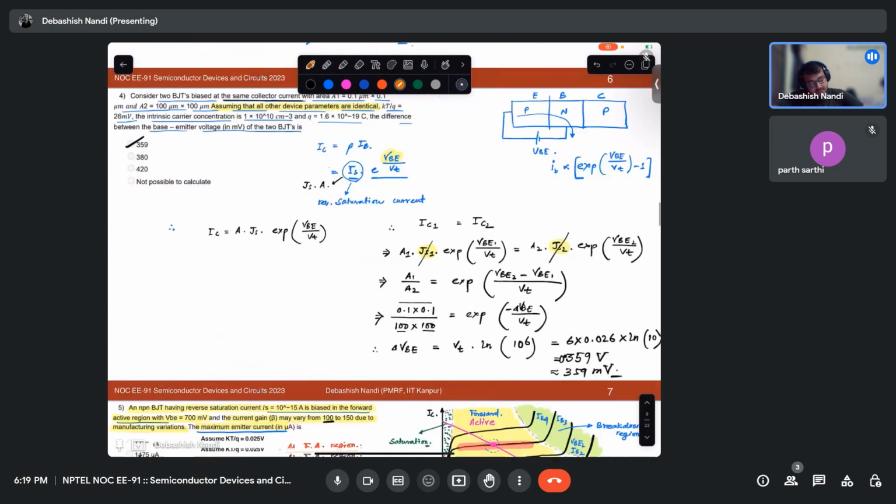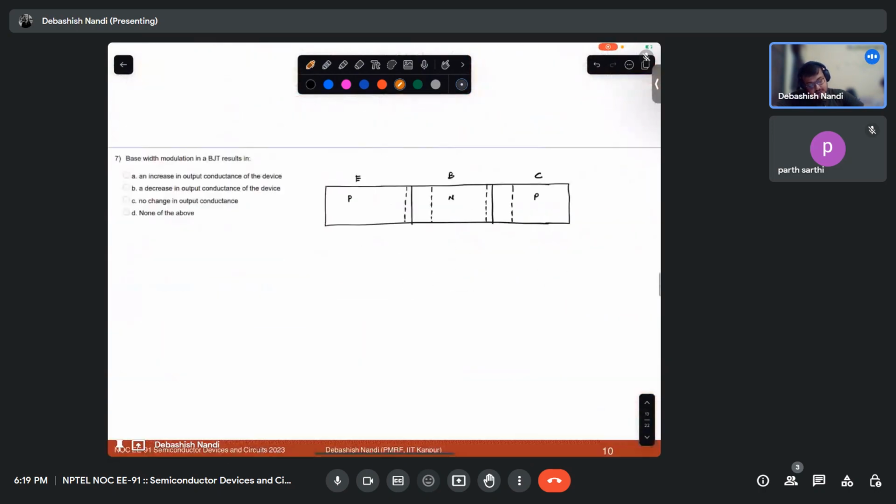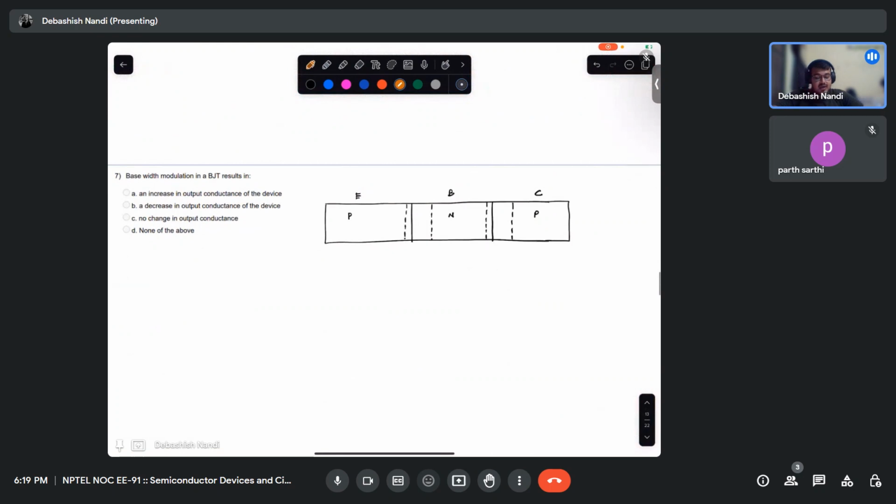So, going back to this, what is base width modulation basically? First thing, please unmute, we are discussing, right? In the P side you will have negative concentration, this will have positive, this side you will have positive, and this side you will have a negative thing.